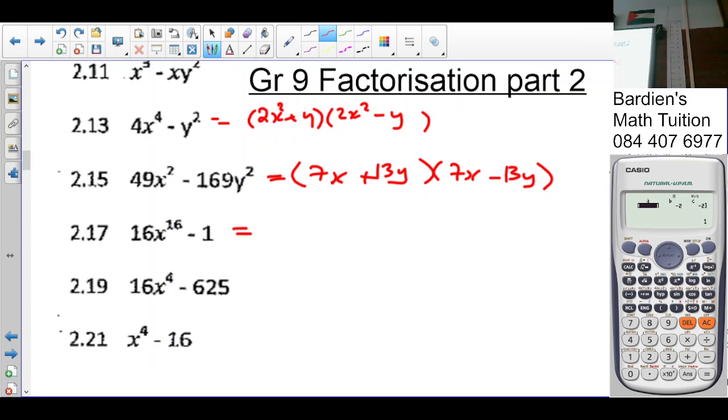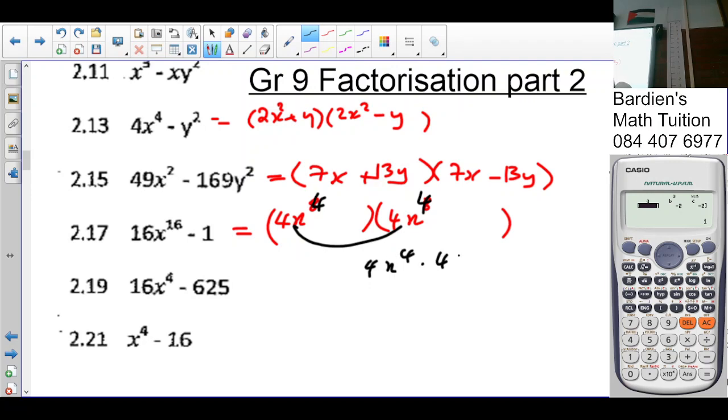Let's look at the next one. The square root of 16x^16 is going to give you 4x^8. Now some of you wrote 4 here. But x^4 times x^4, 4 times 4 is 16, x^4 times x^4 is x^8. Understand? That is why it can't be x^4.